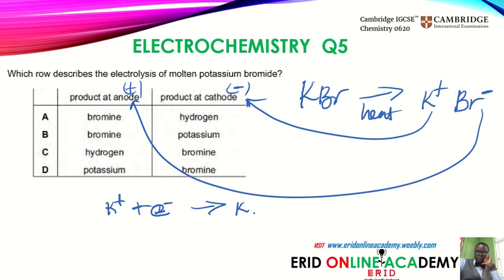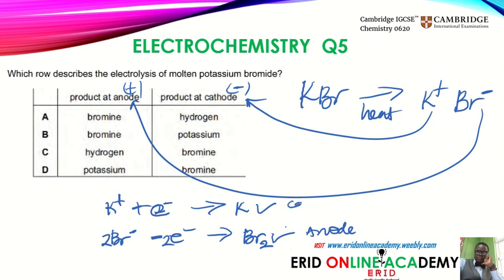So you have potassium being discharged. Then when bromide gets to the anode, it's going to lose an electron per bromide ion. So if you have two bromide ions, two electrons will be lost, so that we can form a diatomic bromine molecule. So we have potassium and bromine. Bromine is formed at the anode, while potassium is formed at the cathode. So the correct answer here is B.